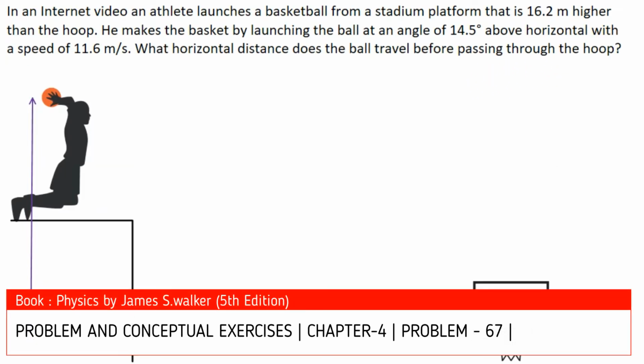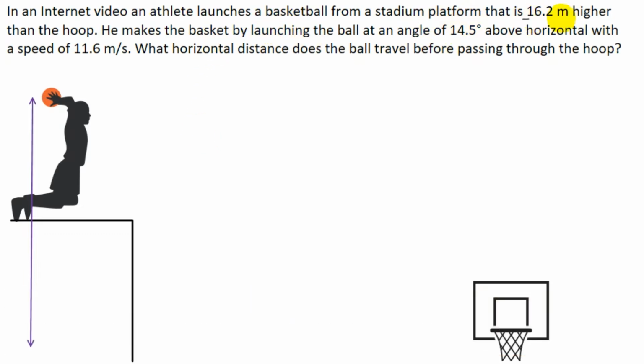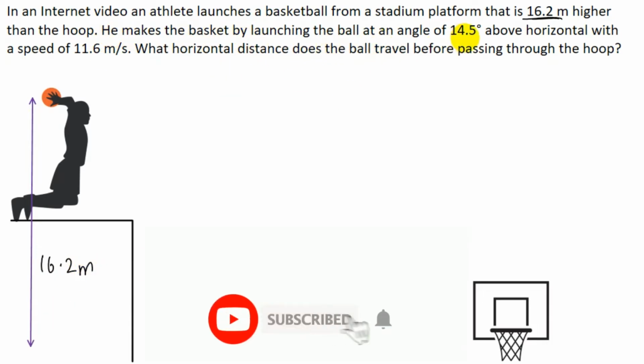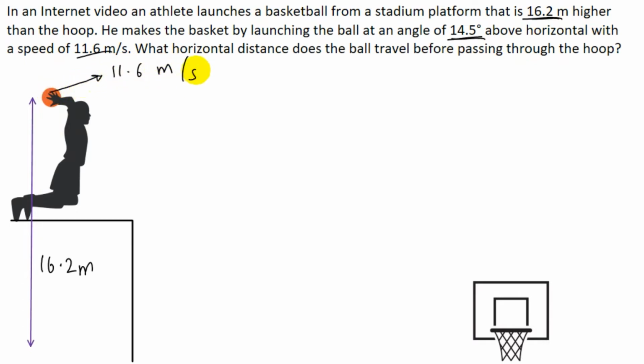Now in this question we are given that an athlete launches a basketball from a stadium platform that is 16.2 meter higher than the hoop. So this vertical distance is 16.2 meter, and he makes the basket by launching the ball at an angle of 14.5 degrees above horizontal with a speed of 11.6 meter per second. So he throws like this at speed 11.6 meter per second, and this angle theta with the horizontal is 14.5 degrees. Now we need to find the horizontal distance traveled by the ball when it passes through the hoop.